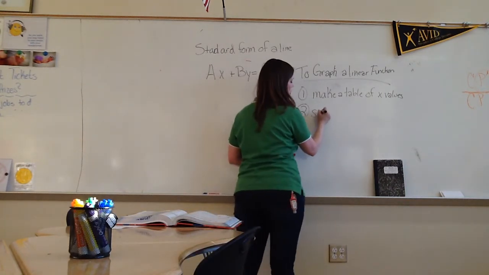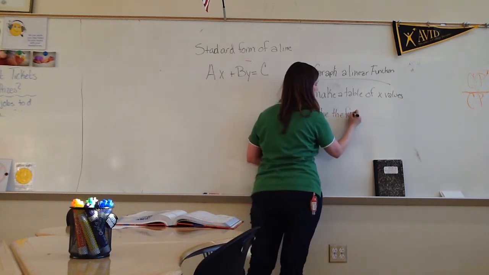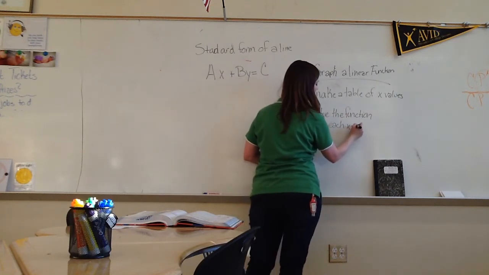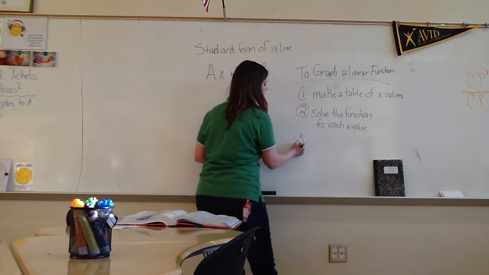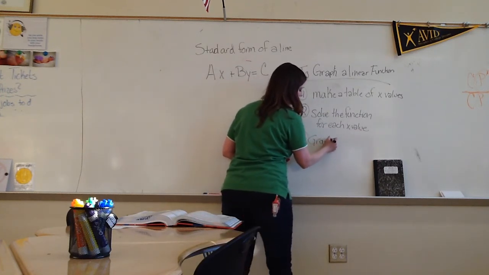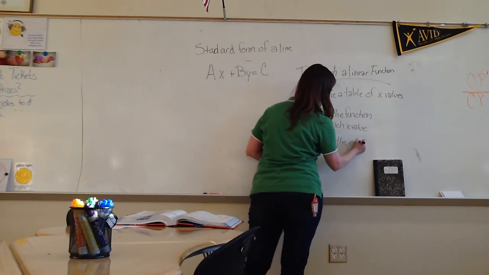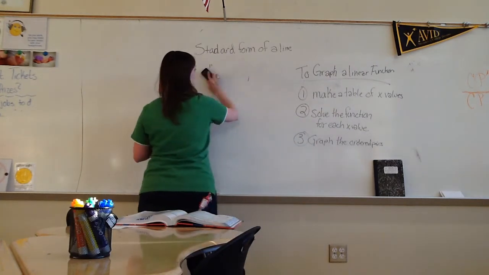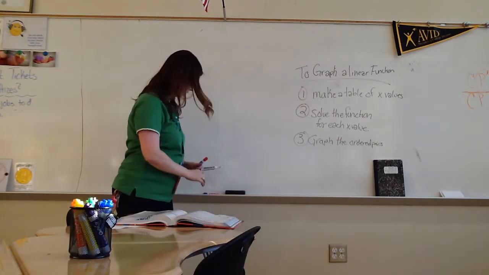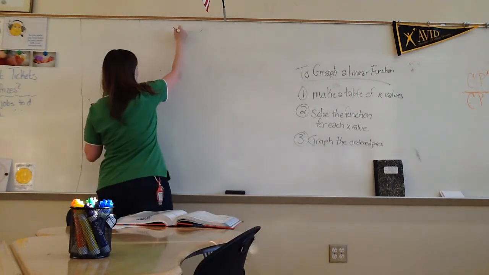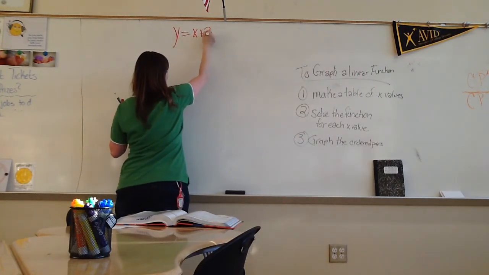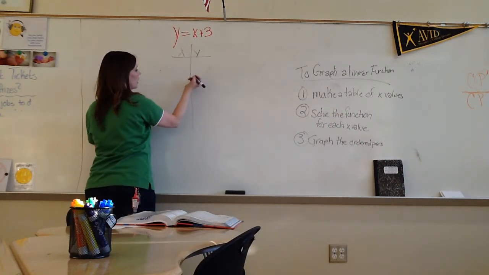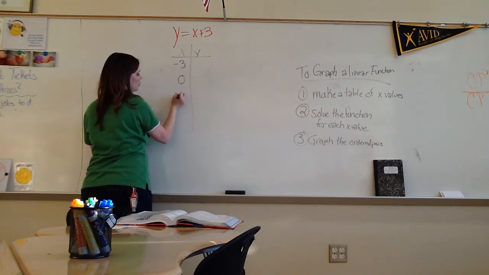Step 2, solve the function for each x value. Okay? And then step 3, graph the ordered pairs from your results. Okay? So we're going to do an example. If my equation is y equals x plus 3, step 1, I'm going to make a table, x and y. I'm going to use -3, 0, and +3.